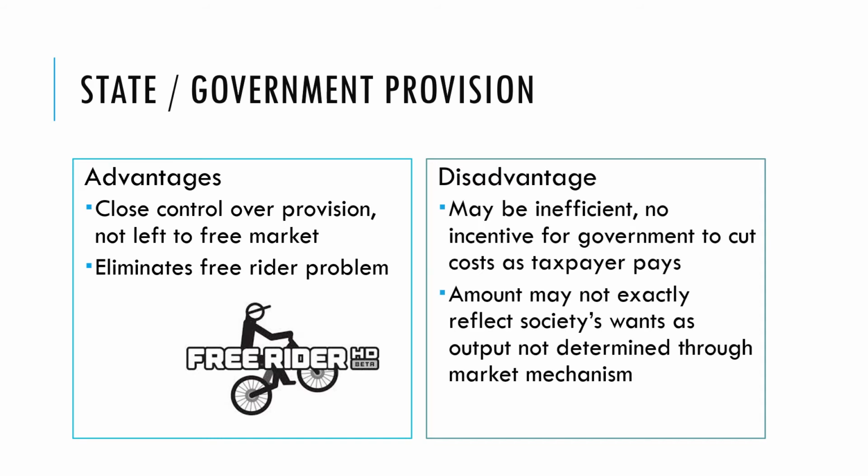Disadvantages: often the government may be more inefficient in providing the service than perhaps the private sector would be. There's no real incentive for governments to be efficient or to cut costs, as whatever the cost is, they just charge it in tax to the taxpayer. The amount provided may not exactly reflect society's wants, as output is not determined through the market mechanism. We know that government should provide the army, but how big should the army be? What is the best from society's point of view? Without the interaction of demand and supply, it would just be the government's call on what they think the socially optimal level is.